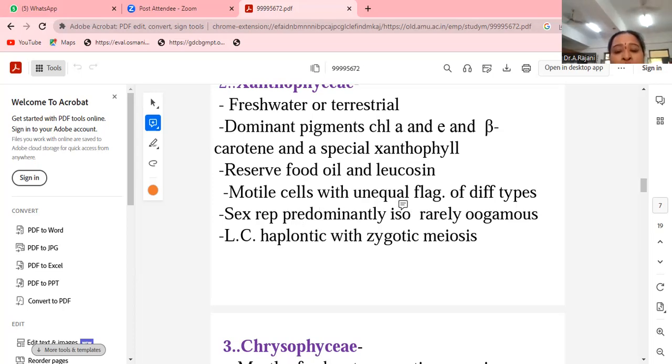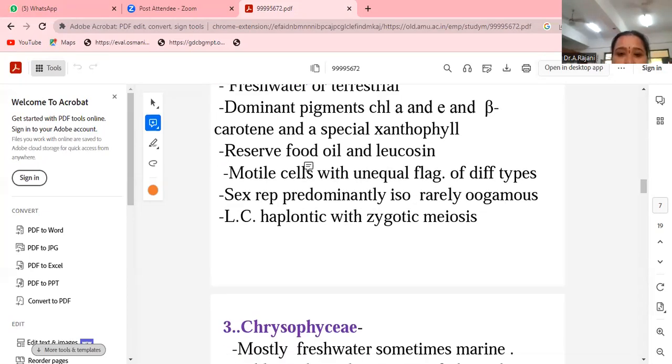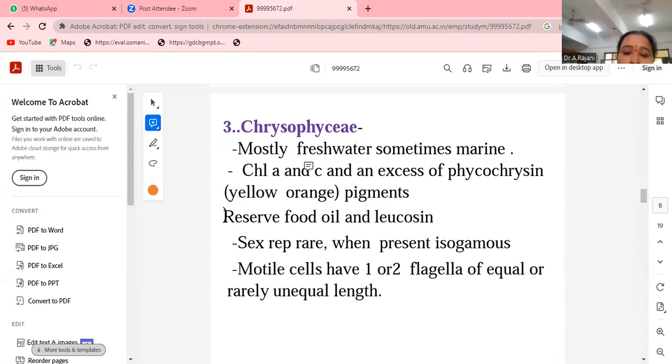And the type of reproductive motile flagella: unequal flagella, one is the tinsel type, one is the whip-lash type of flagella. That is two, of unequal size. Different types of sexual reproduction are there, mostly the oogamous type. The life cycle is the haplontic life cycle. This is the Xanthophyceae.